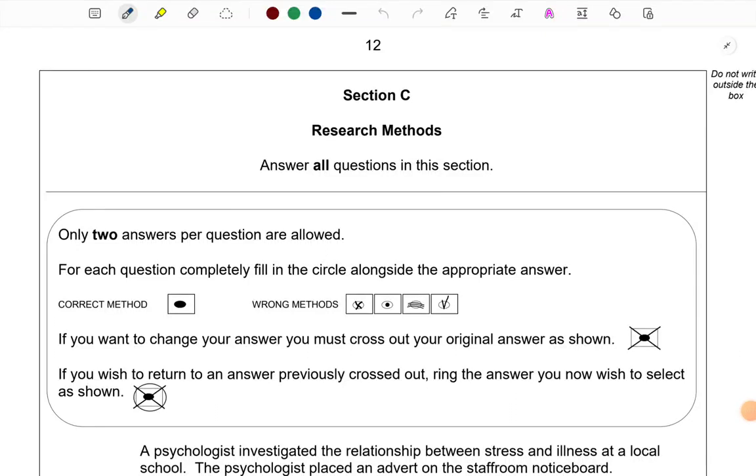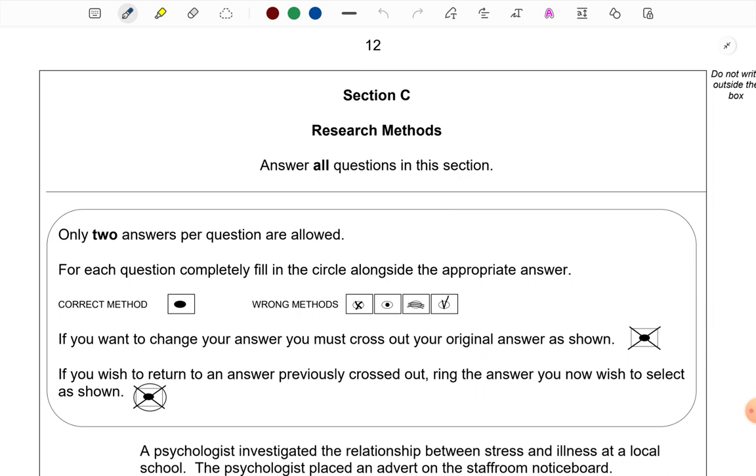Hello, I am Jyotika. In the last video, I solved a research method section for A-level students for AQA board. Today, I'll solve some of the questions on research methods for AS-level students.